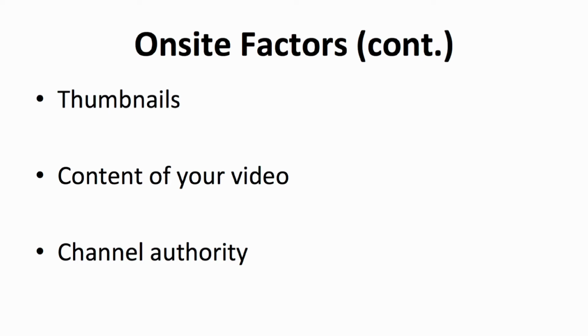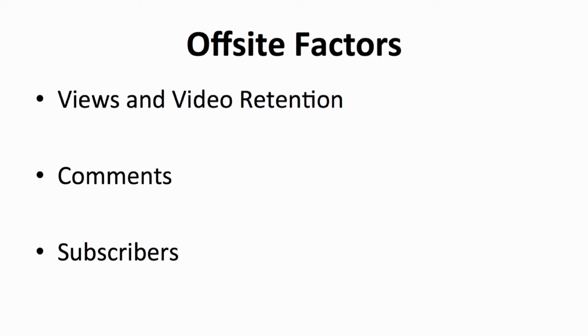The more engagement of viewers, the more channel authority you have. You can give a link that consists of your keywords to your YouTube channel from your website to build channel authority. Other than the on-site factors that will affect your rank, some off-site factors affect your ad rank.